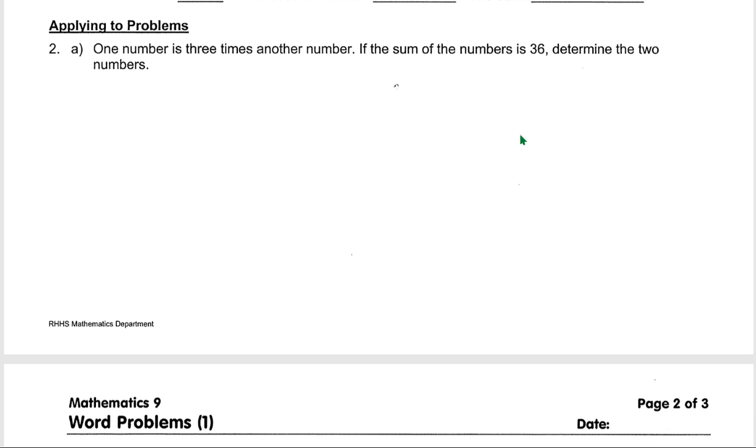I'm going to go to this one here. So one number is 3 times another number. If the sum of the numbers is 36, determine the two numbers. If you want, you can pause the video here just to reread this sentence and try the question. One number is 3 times another number. If the sum of the numbers is 36, determine the two numbers. Okay, please pause if you want to think about this.